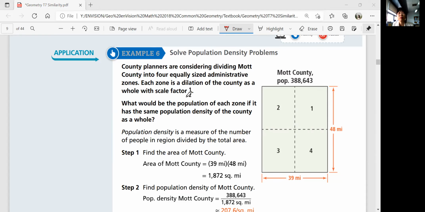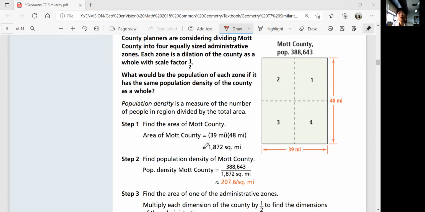Okay, what would be the population of each zone if it has the same population density as the county as a whole? What is a population density? Population density is a measure of the number of people in a region divided by the total area. Okay, so the whole population is 388,643.